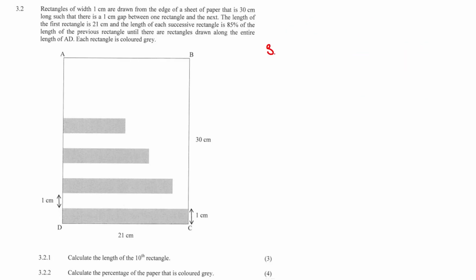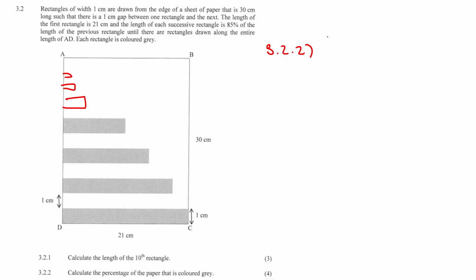Okay, I'm going to erase it now. Question 3.2.2, everybody. Calculate the percentage of the paper that is colored gray. So we're going to have rectangles here, rectangle there, and so on. It's just going to keep getting smaller and smaller. It's converging, right? So we want the sum of all the gray rectangles in our numerator and in our denominator, the area of the total page.